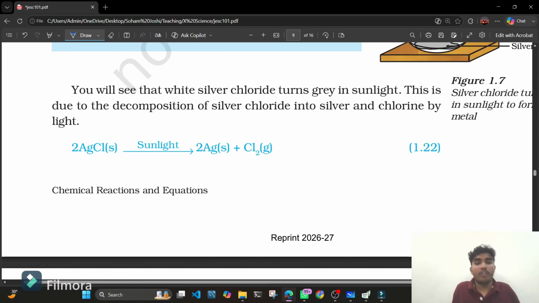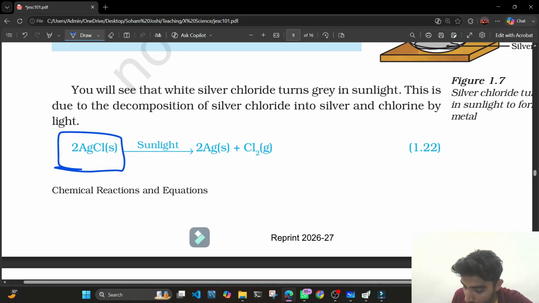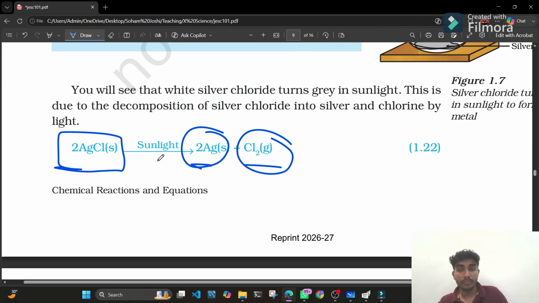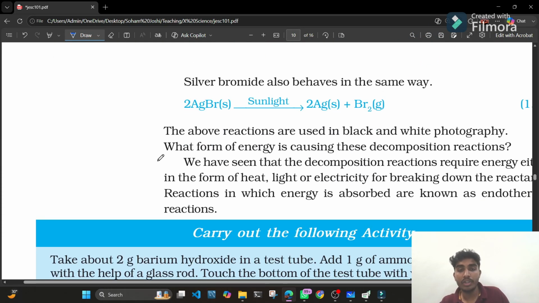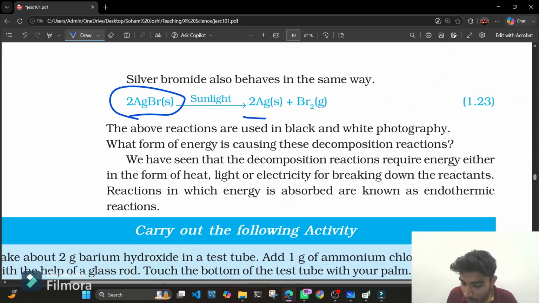This is due to the decomposition of silver chloride into silver and chlorine by light. So basically when I keep silver chloride solution in sunlight, sunlight reacts with the silver chloride solution and it forms silver and chlorine. It separates out silver and chlorine. So this is also a decomposition reaction. Again, silver bromide also behaves the same way. When I keep silver bromide in sunlight, we get products as silver and bromine.